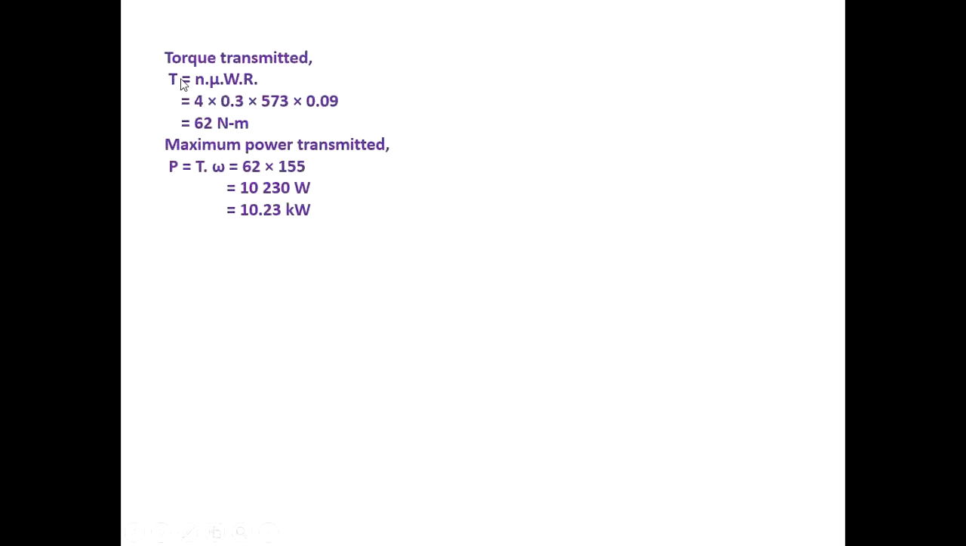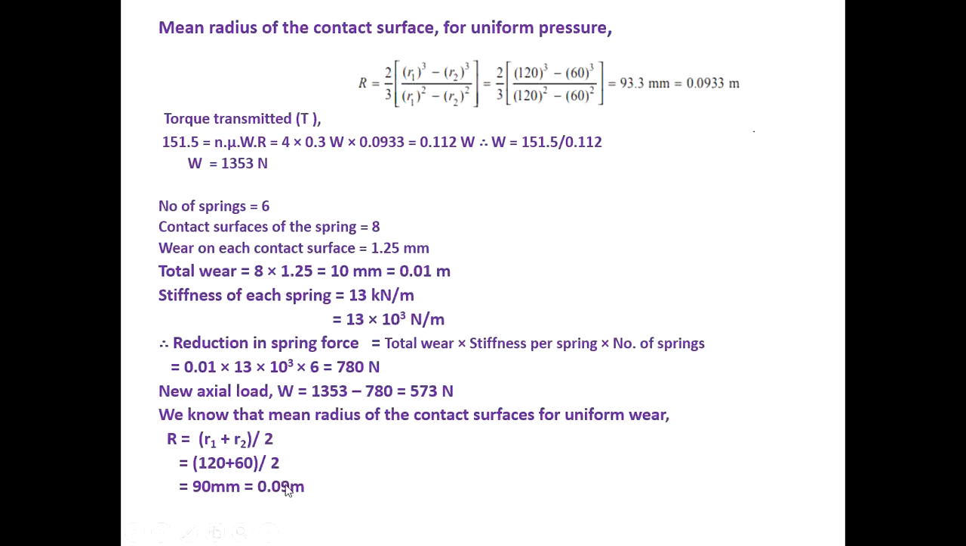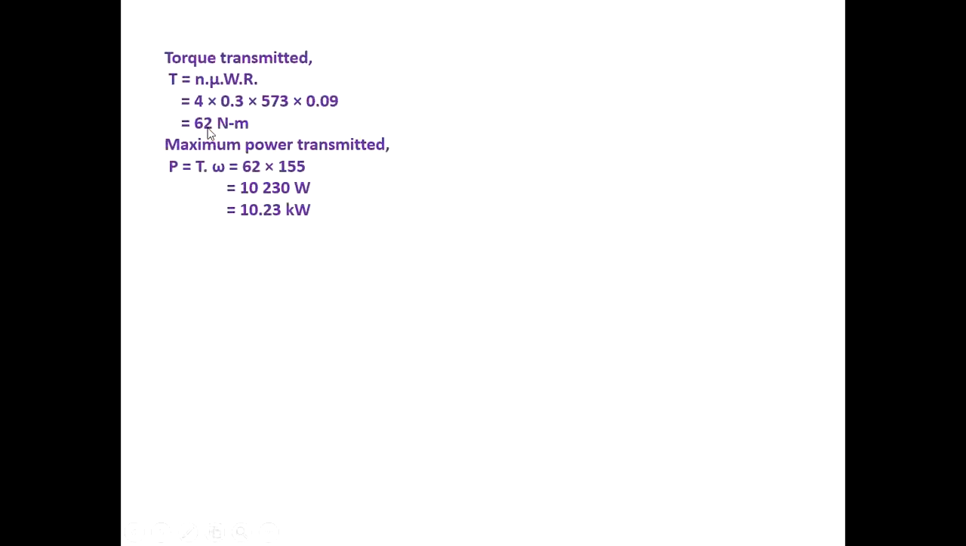Now the torque transmitted will be the same equation, T equal to N into mu into W into R. Since the number of frictional surfaces is 4, we have 4 into 0.3 into W. Here we use the net axial load currently acting, 573 Newton, into this R, which is 0.09. Substituting that, we get the torque as 62 Newton meter.